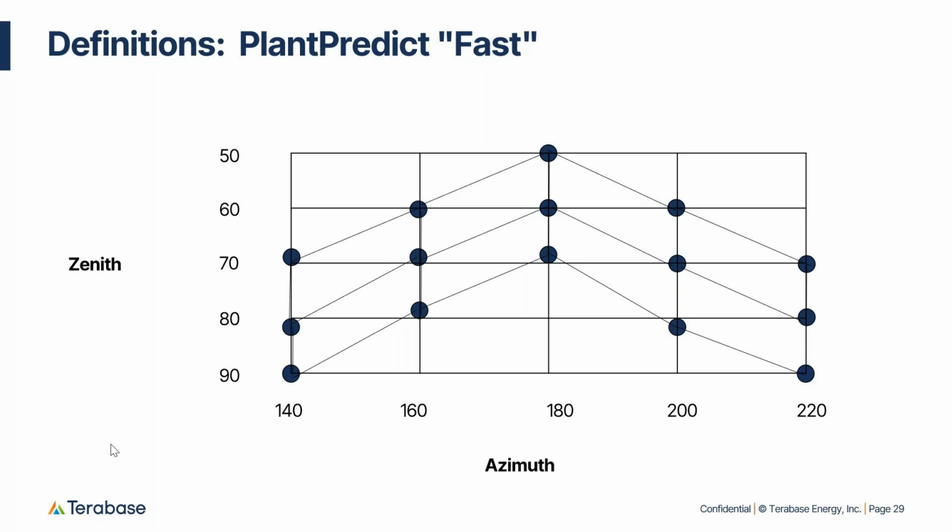The reason we do that is because, unlike PVSyst, you can enter your own custom tracker angles in PlantPredict. And if we used a set grid, we wouldn't be able to use the rotation angles that you, the user, have specified. Next slide.